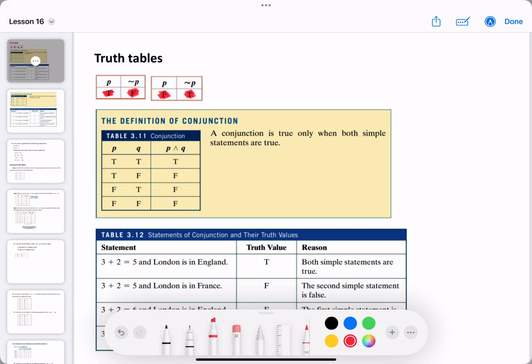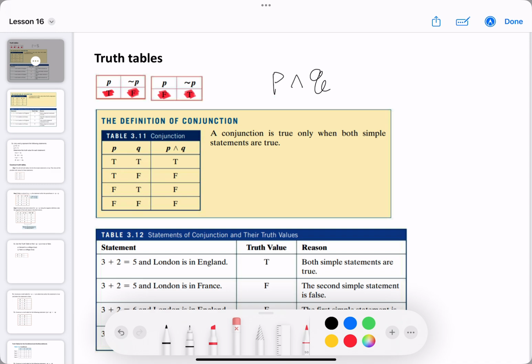Let's see the definition of conjunction. The conjunction is P and Q. To decide whether the statement P and Q is true or false, we can list the table. We need to find all of the combinations of true or false for the two statements P and Q. For example, when P is true, Q may be true or false. And when P is false, Q may be true or false. So we list all of the combinations of true or false between P and Q.